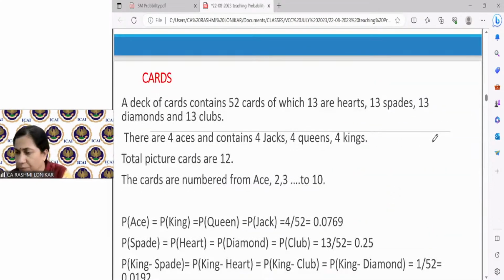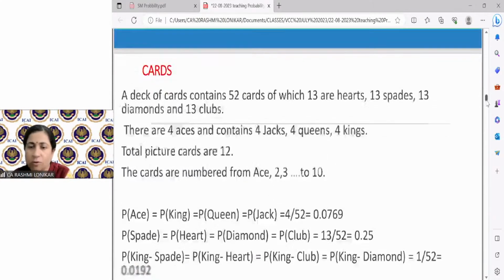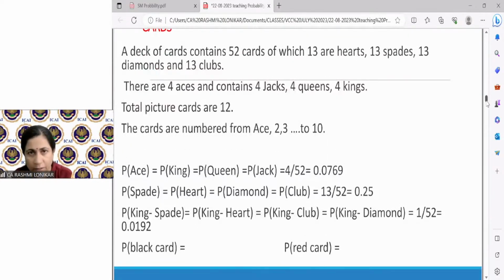Now let me explain what the cards are. We have talked about coin. We have talked about dice. And now we are going to talk about cards. Playing cards.